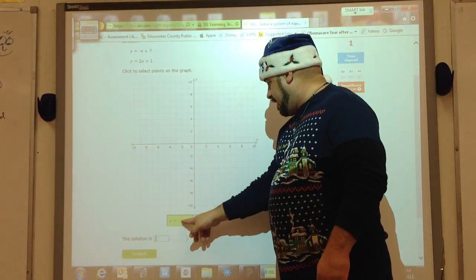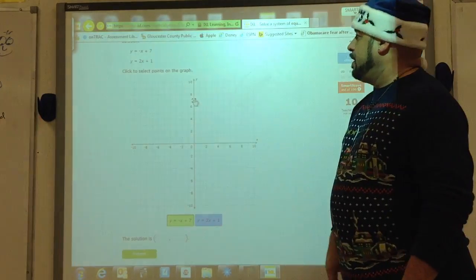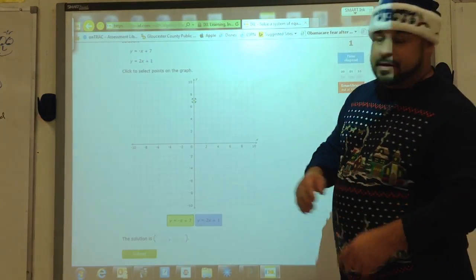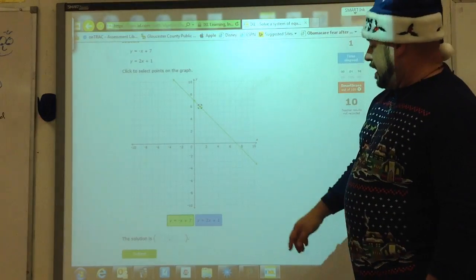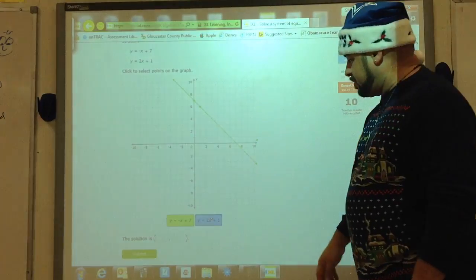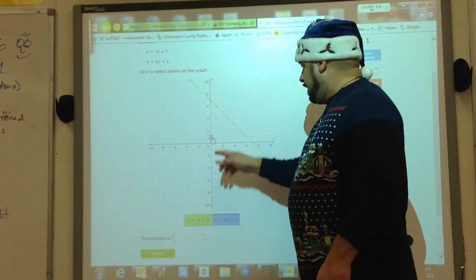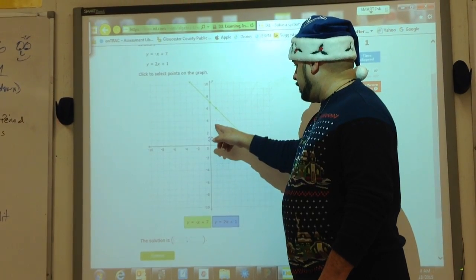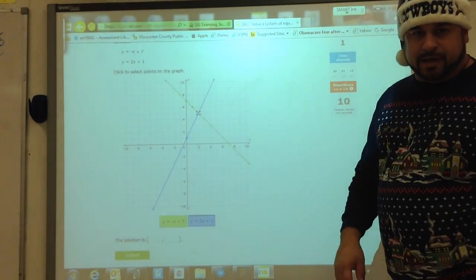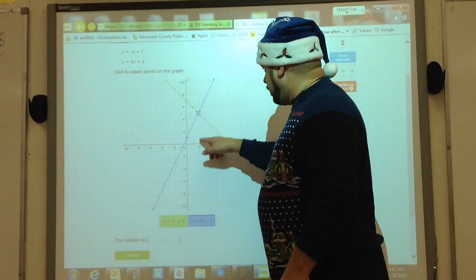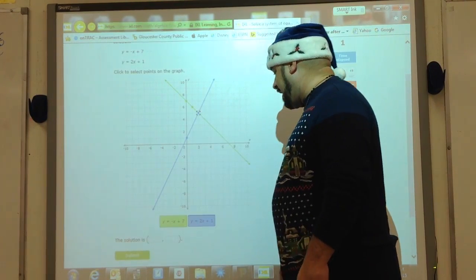So for the first one, I have positive 7 is my y-intercept, which is right there. My slope is again negative 1. So I'm going to go down 1 over 1, down 1 over 1. Now let's do the second line. So I push on the second one, 2x plus 1. I go here where the 1 is, and I go up 2 over 1, up 2 over 1. So it looks like they're going to cross at that point there. So my ordered pair that matches for both of them is (2, 5).